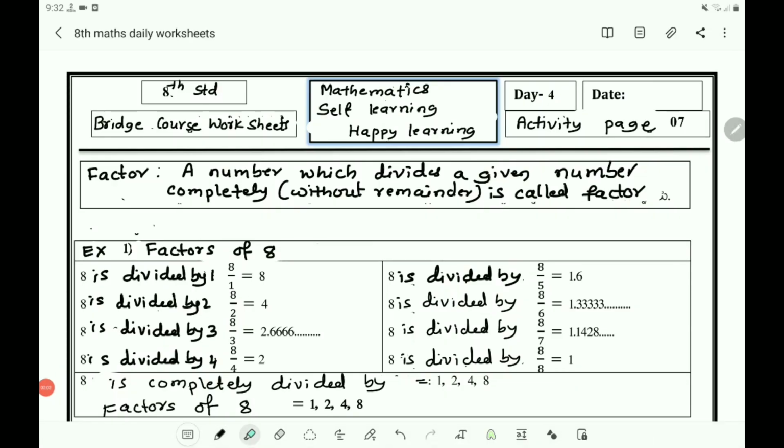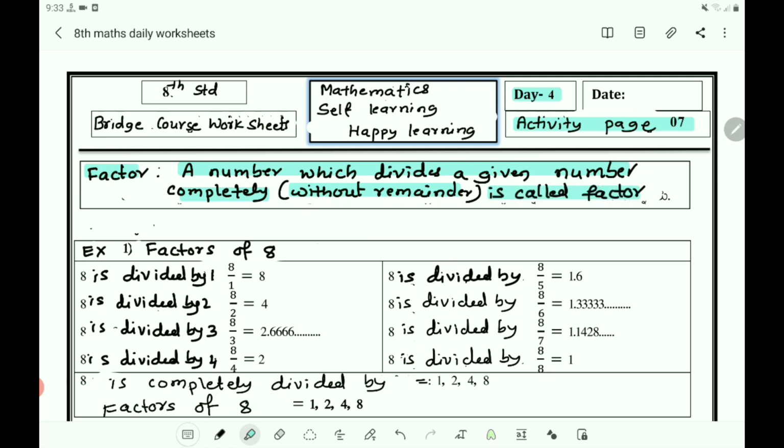Children, it is activity page 7 for day 4. It is about the factor. It is an activity about the factor. Then what is a factor? A factor is a number which divides a given number completely without remainder. A number which divides a given number completely without remainder is called a factor.